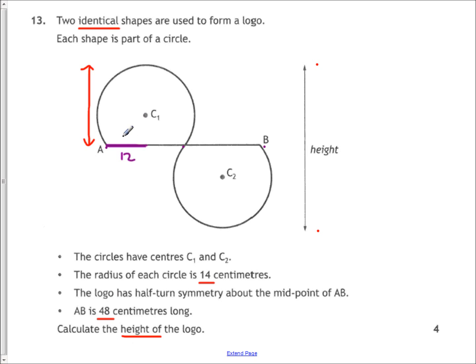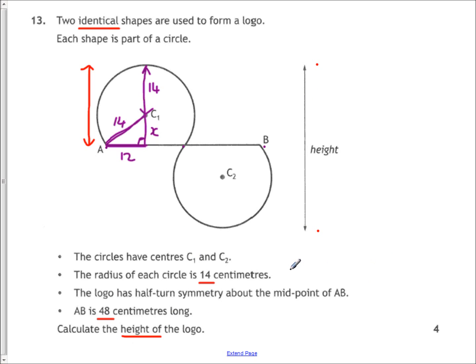Okay? You know the radius is 14. So all I have to do is form a right angle triangle. I can find the shorter side, which will give me the distance from the center of that circle to the line AB. And I know that the distance from the center to the top is a radius, so that's going to be 14. So once you do Pythagoras and work out x, and you add 14 to it, you've found the length of that red line. Then all you have to do to find the height of the logo is double your answer, and that's you.